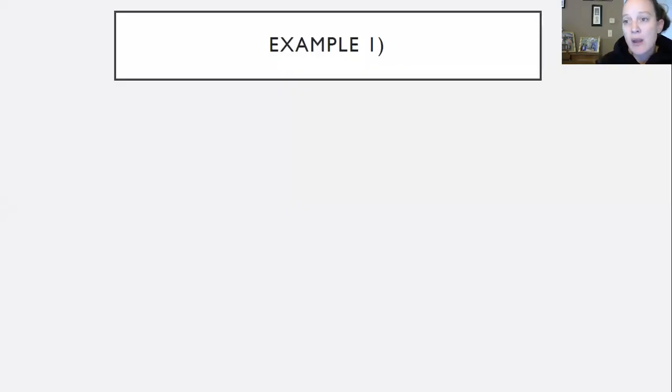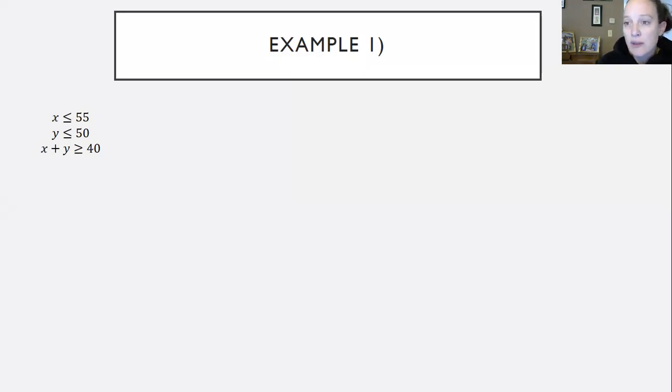So for example one, I'm not attaching any meaning yet to the inequalities. I'm just giving you three inequalities. So x is less than or equal to 55, y is less than or equal to 50, and then x plus y is greater than or equal to 40.